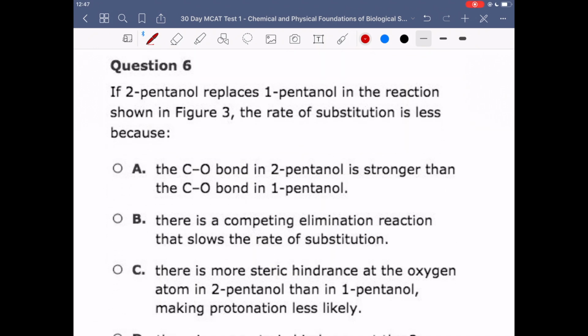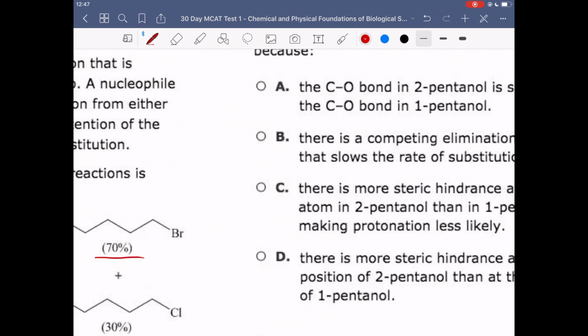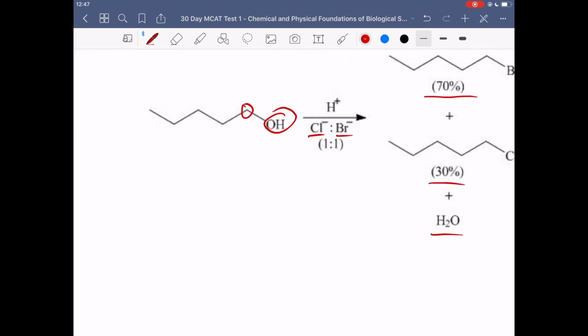Now let's get to the questions. In question 6, it says if 2-pentanol replaces 1-pentanol in the reaction shown in figure 3, the rate of substitution is going to be less because of what? So we're saying 2-pentanol is used now instead of 1-pentanol, and there's less substitution. Why is that? So here's the reaction.